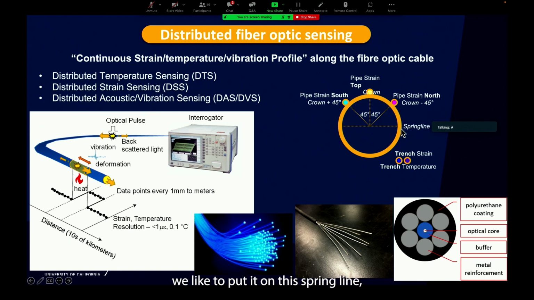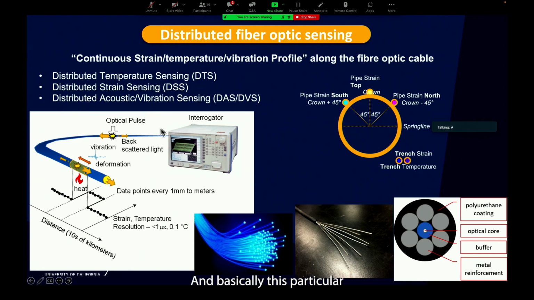And basically, you put the fiber optics on the crown. Of course, we like to put it on the spring line, but because of the trench, it's very difficult to attach. So you have to compromise, and we put it on the sort of 3 o'clock location. So as the pipe bends, you see a tension and compression on the 2 sides. And then you can have a temperature sensor as well as the strain sensor.